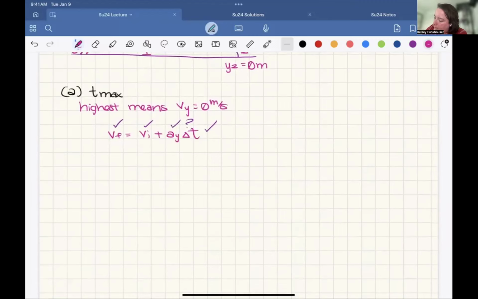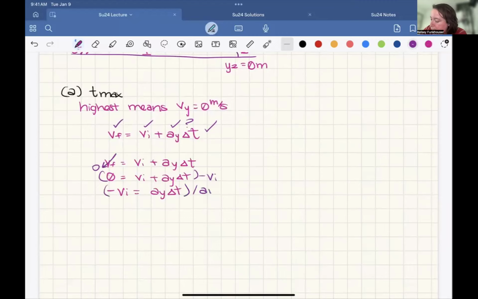So let's write our equation. V final equals V initial plus A delta T, and then, oops, V final is 0. So 0 equals V initial plus A delta T, and then we're going to subtract the initial velocity on both sides, and that's going to give us negative V initial equals A delta T, and then we're going to divide both sides by the acceleration.